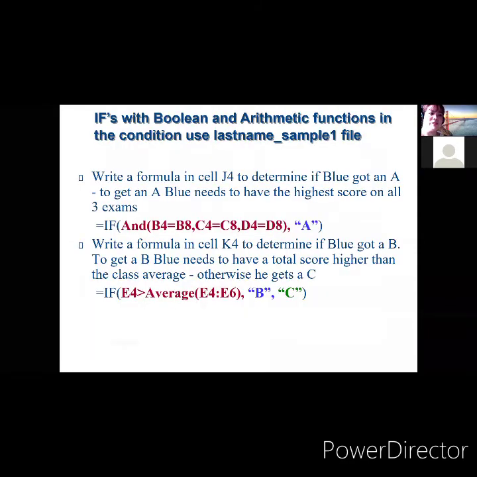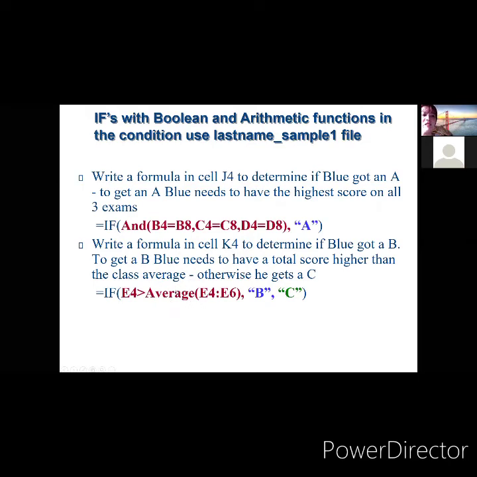Okay, next, let's go back to our second formula. So, write a formula in cell K4. So, we'll finish with J. We're now at K. Cell K4 to determine if Blue got a B. So, to get a B, Blue needs to have a total score higher than the class average. Otherwise, he will get a Z. So, this time, our arguments are complete. Earlier, we only had 2 arguments. So with this, the condition is that Blue's grade must be a total score higher than the class average.